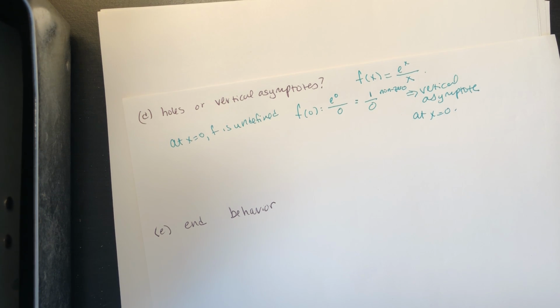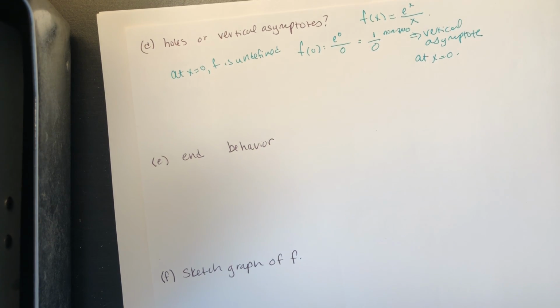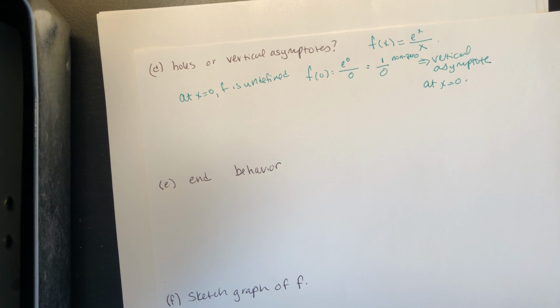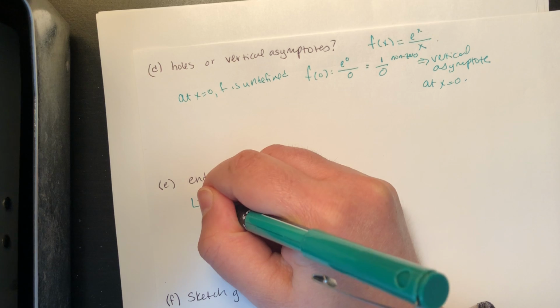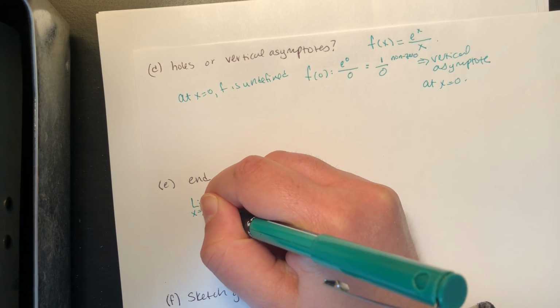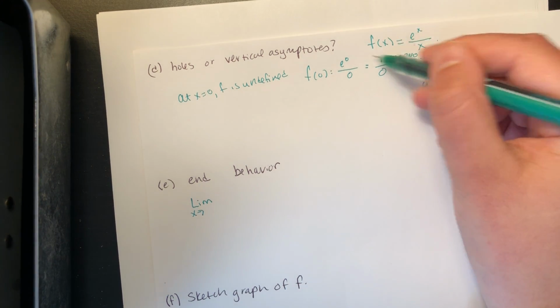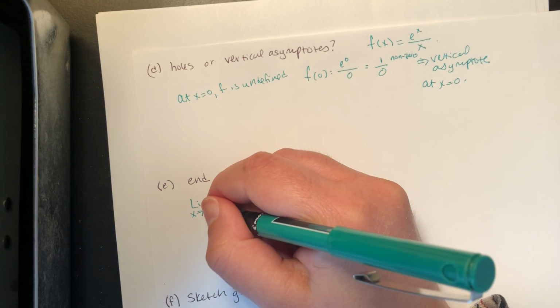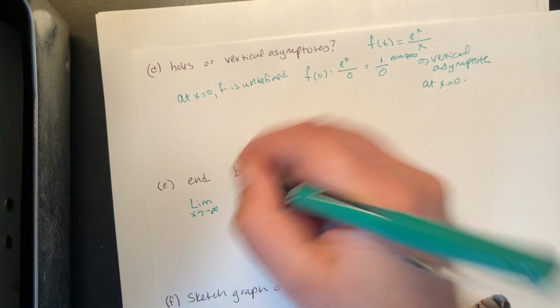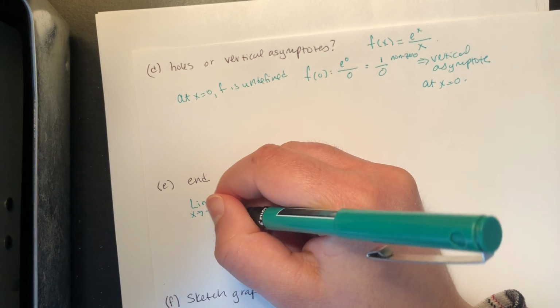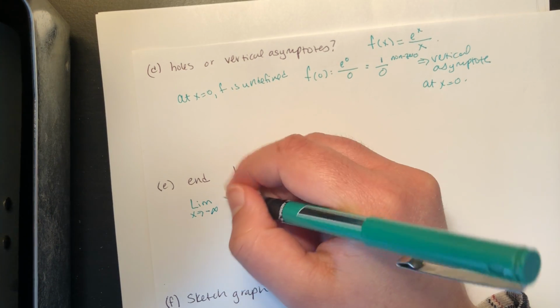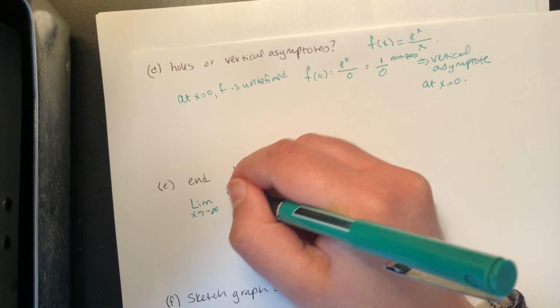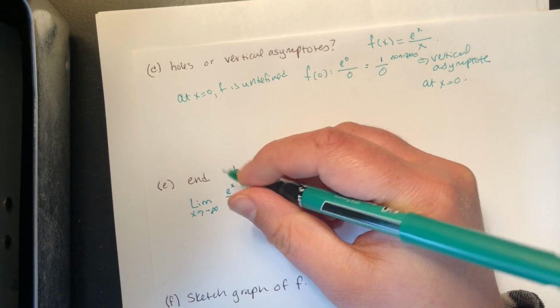Now, end behavior is where we determine whether the function has horizontal asymptotes or not, right? So we look at the limit of this function as x goes to positive or negative infinity. This might be doing something different if we're going to positive versus negative infinity, so I'm going to do these separately. If they were both polynomials, it wouldn't really matter. So the limit as x goes to negative infinity of e to the x over x.